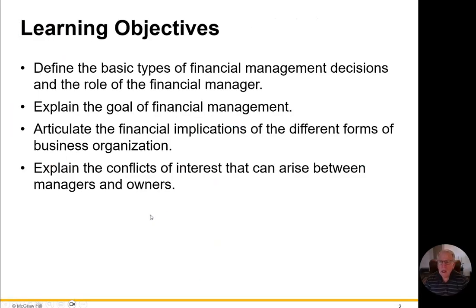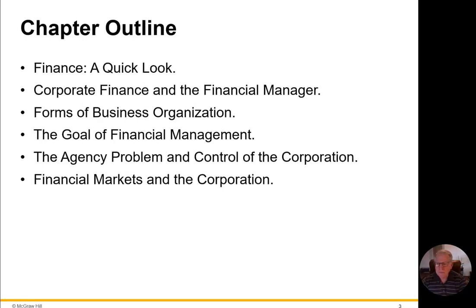Here, we're going to define the basic types of management decisions and the role of the financial manager. And then we're going to explain the goal of financial management and articulate the financial implications of the different forms of business organizations. And then lastly, we'll explain the conflicts that may arise between managers and owners. Owners, of course, in a corporation would be your stockholders.